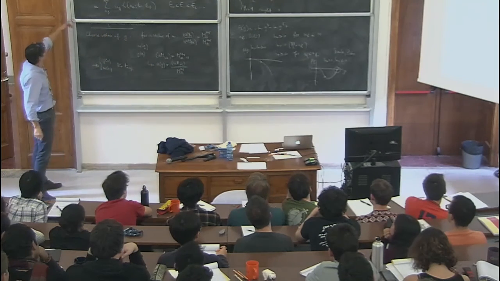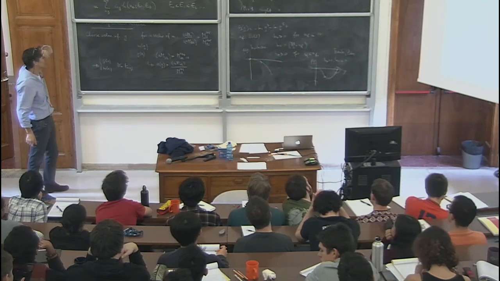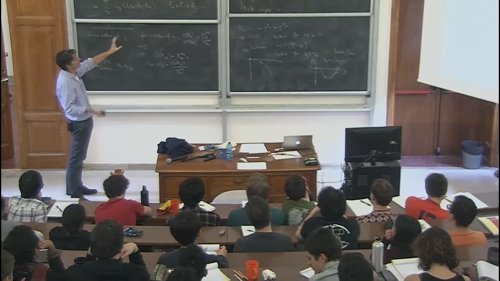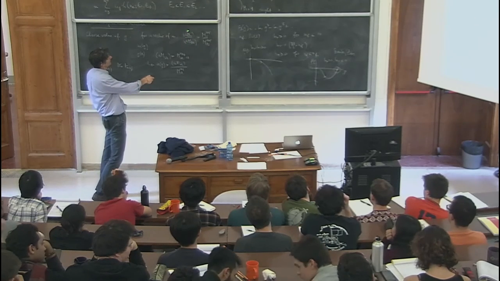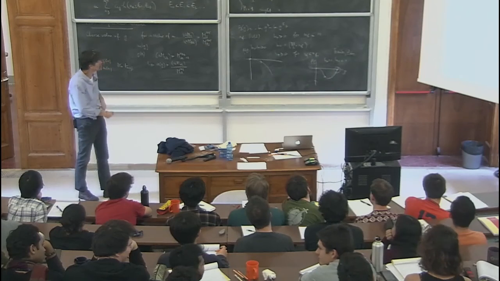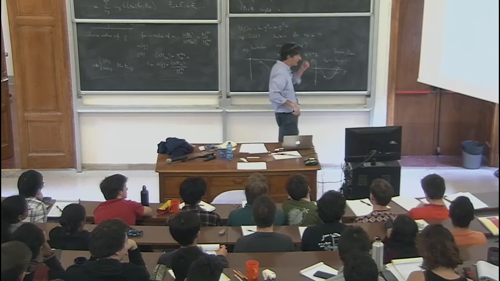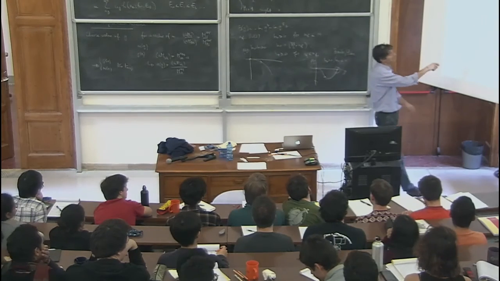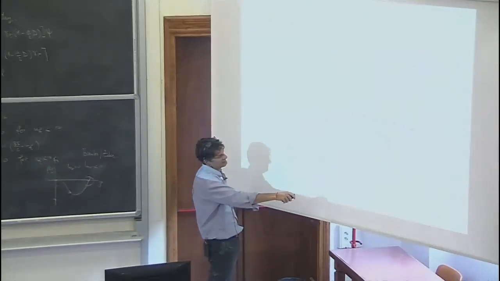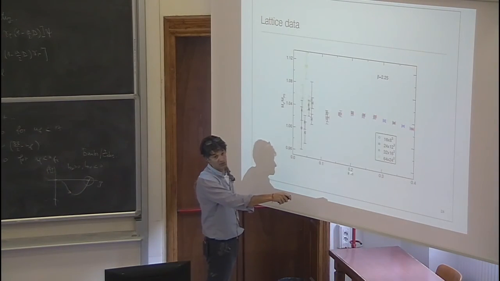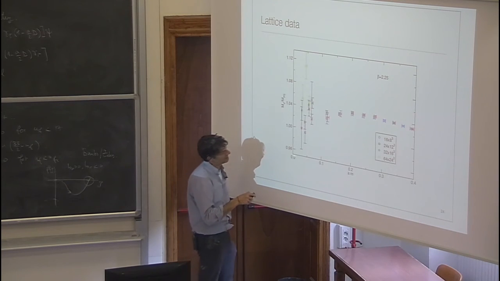So we took a pseudoscalar interpolating operator, a vector interpolating operator. We computed the two-point function. We extracted the mass of the pseudoscalar state in units of the lattice spacing. We extracted the mass of the vector state in units of the lattice spacing, and then we took the ratio. Okay, and this is the ratio as a function of the quark mass, again, here in units of the lattice spacing. Okay? So the chiral limit is down here.